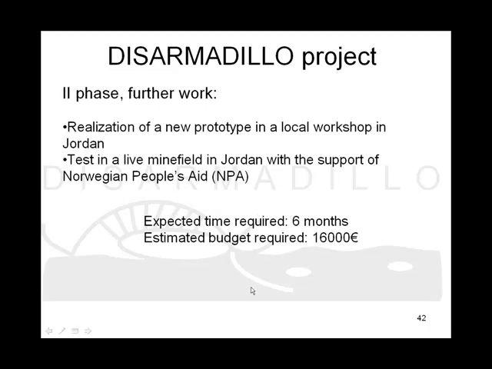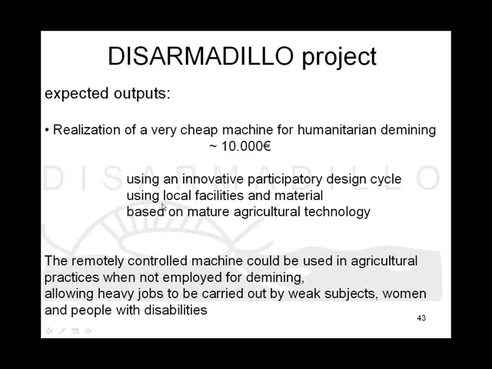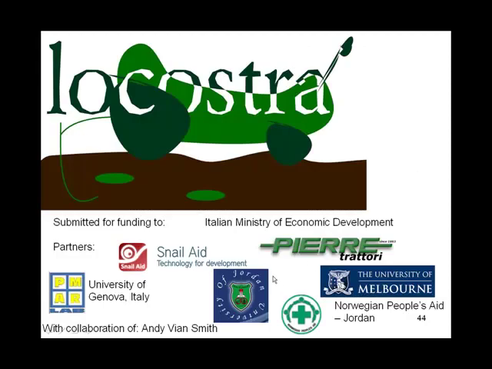The second phase of the work will regard the dissemination of results by realizing another prototype in Jordan and testing it in a live area. So the expected output is the realization of a very cheap machine, which will cost around 10,000 euros, using an innovative participatory design cycle and based on mature agricultural technologies.